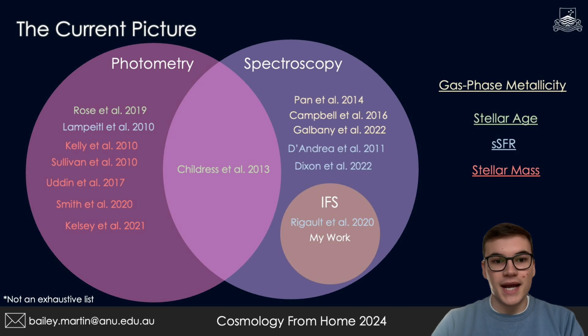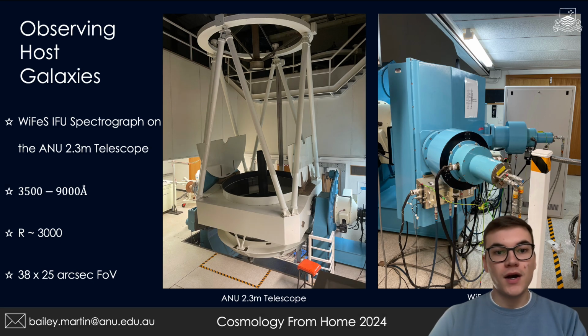In my recent paper, I analysed a sample of 75 supernova host galaxies from the Foundation Supernova Survey in order to search for correlations between host properties and the Hubble residual. I achieved this by using the WiFeS spectrograph on the ANU 2.3 meter telescope, located at Siding Spring Observatory in Australia. WiFeS is an IFU spectrograph covering a wavelength range of 3,500 to 9,000 angstroms, with a spectral resolution of 3,000, which allows me to measure a wide range of spectral features, which I can use to determine galactic properties.